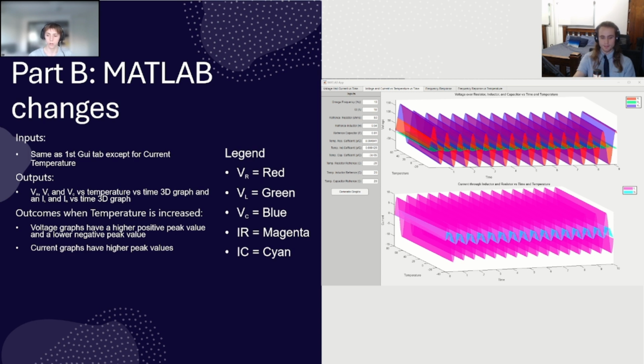When the temperature is increased, the voltage graphs have a higher positive peak value and a lower negative peak value, and the current graphs have higher peak values.